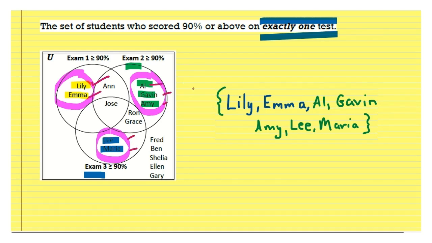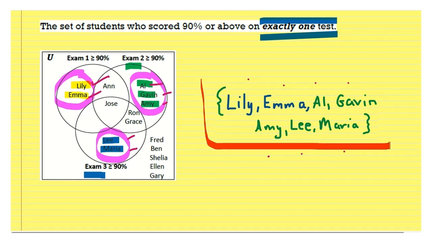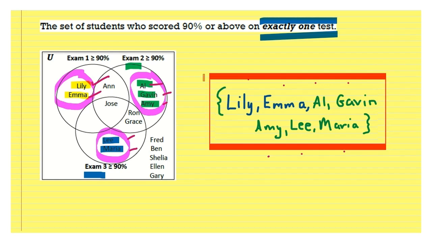So it's 1, 2, 3, 4, 5, 6, 7. So that is the correct roster that represents the set of students who scored higher than 90% on exactly one test. Okay.